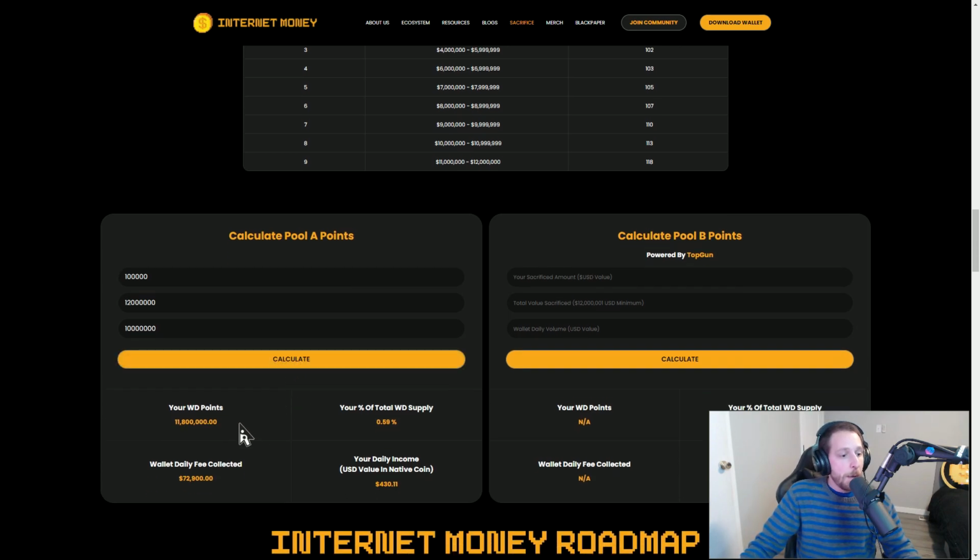Calculate. This is going to show your WD points, which is the amount of points that you would receive for WD on Ethereum, Binance, and the FWD token. Your percent of the total WD and FWD supply. Wallet daily fee collected. So this right here is the total of the fees that the wallet would have generated for that day. And then because you have 0.59% of that 72,900, your daily income would be $430.11. And that's in the form of the native coins, not US dollars.